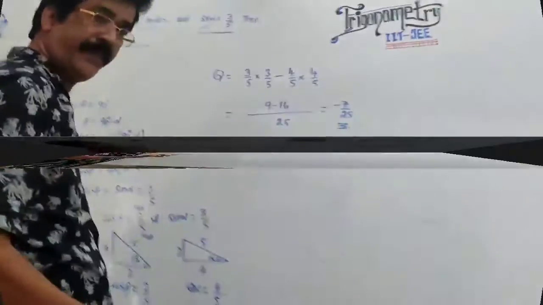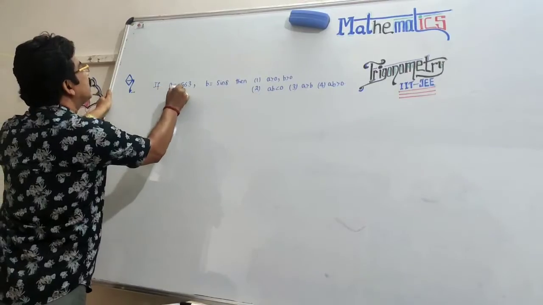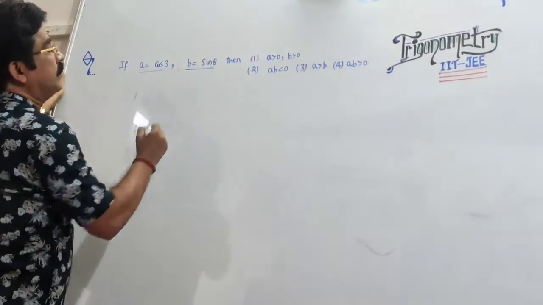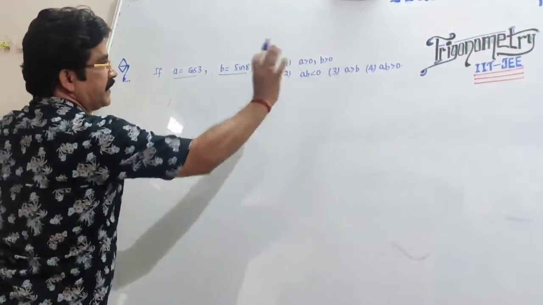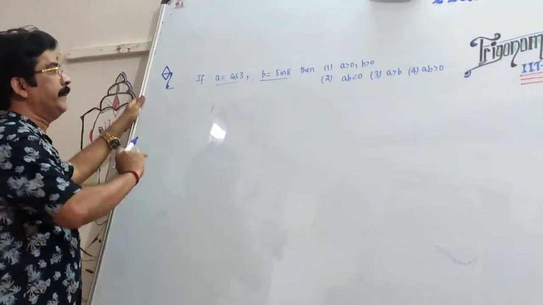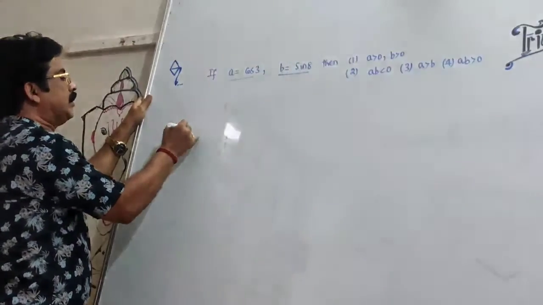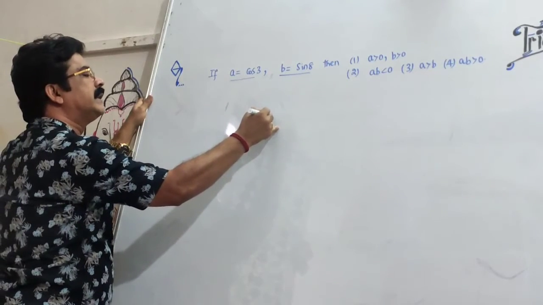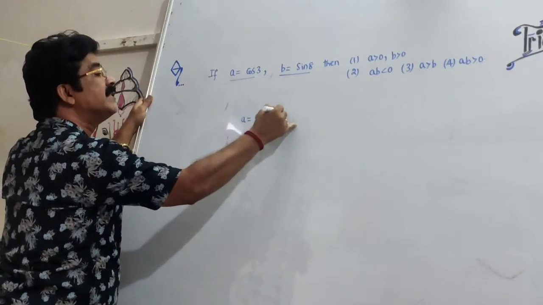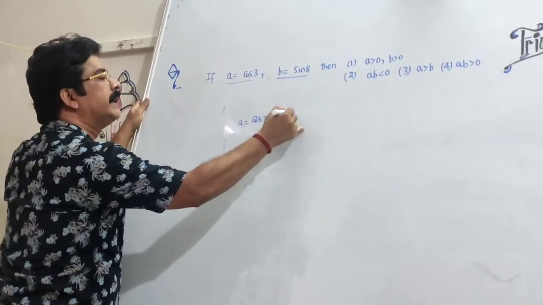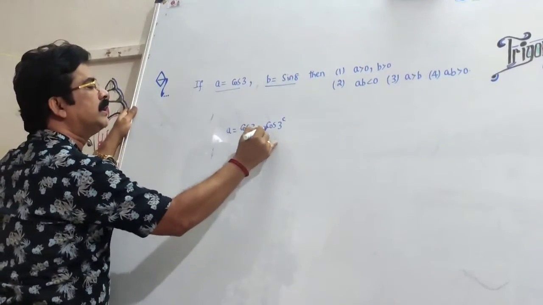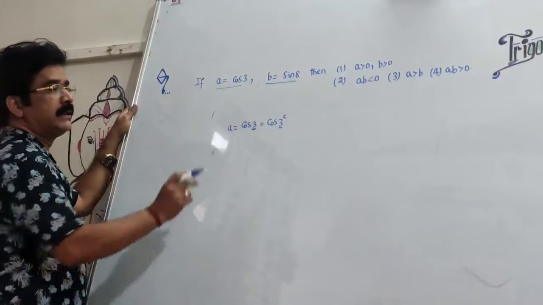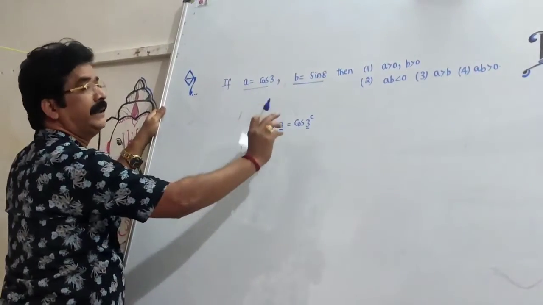Hence the problem: A equal to cos 3, B equal to sin 8. Which option is correct? You come here. Actually, A is equal to cos 3. 3 means 3 radians, cos 3 radians. Both have the same meaning: 3 or 3 with small c, radians.